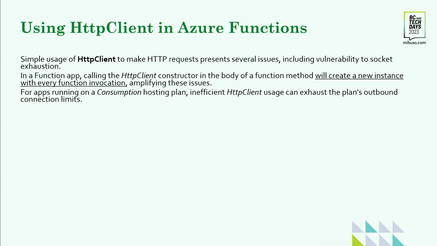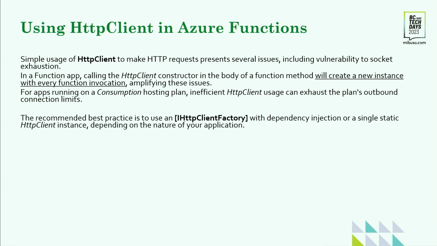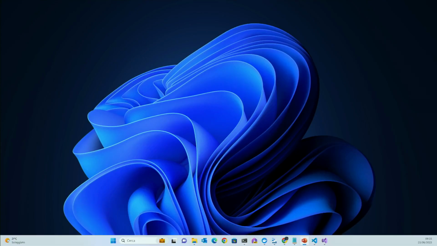But this is absolutely not the best way to do that, because calling HttpClient in the body of a function will create a new instance of the HttpClient every time. And this can create problems that start from big memory usage, so costs, and a more dangerous problem called socket exhaustion. So you have an Azure function that will stop responding. The recommended way today to use HttpClient in Azure Functions is using an object called HttpClientFactory. And I think that with the code it is much easier to explain.